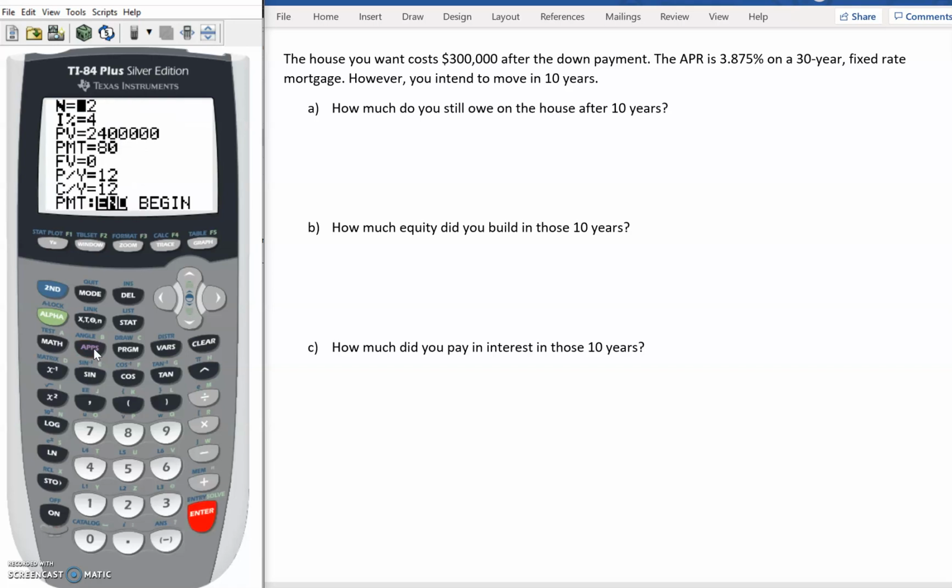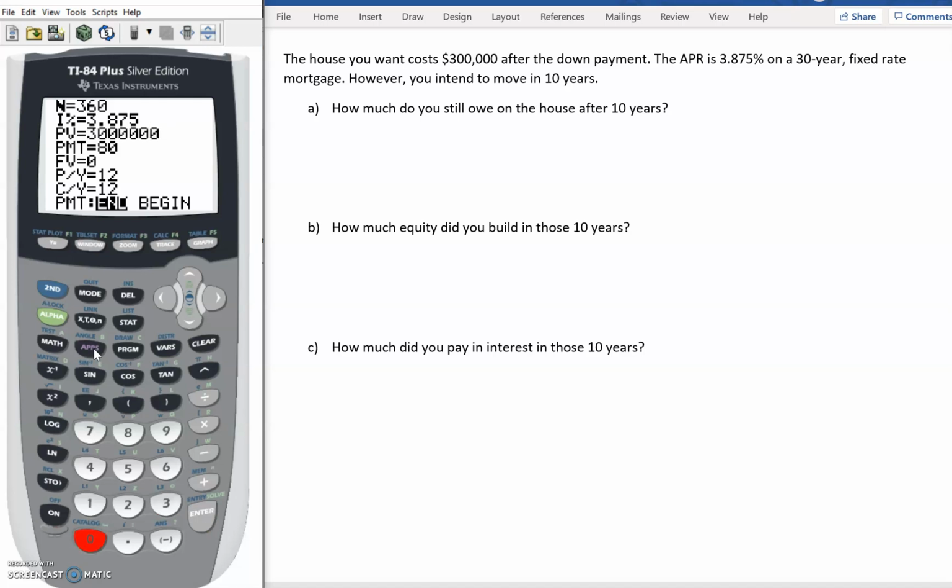So for this, we might intend to move in 10 years, but the bank gave us a 30-year mortgage. So as far as N is concerned, our payments are going to be figured out over the course of those 30 years. So 30 times 12, our interest is 3.875. Remember that even though we pay on a monthly basis, we're going to use the APR, the annual rate.